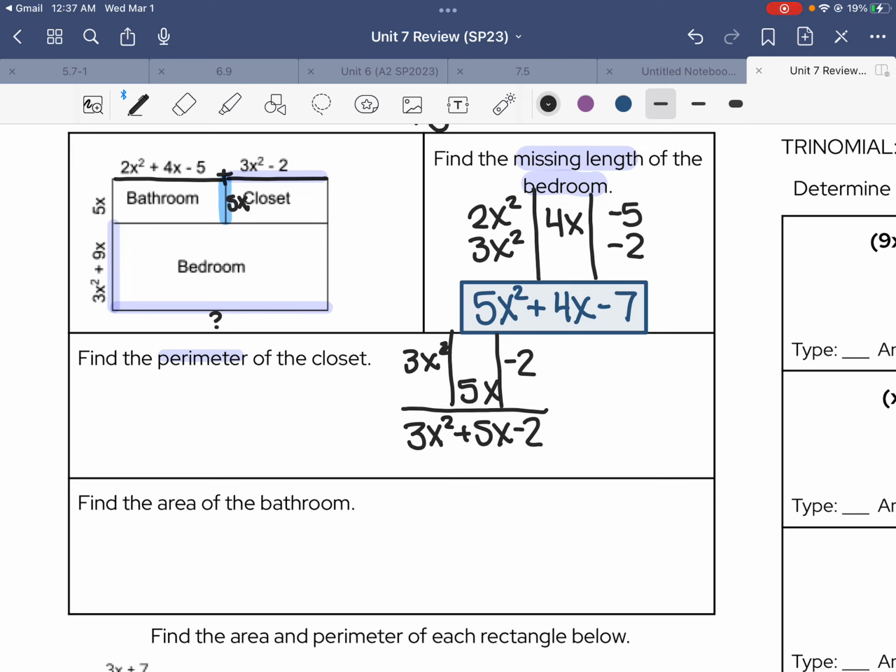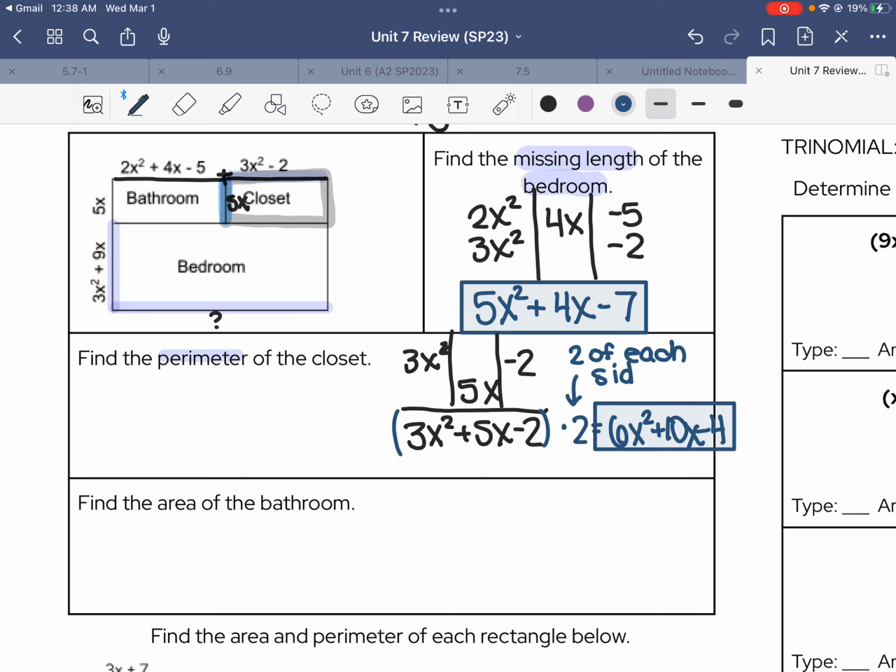But that's only two sides of the closet. I actually need to go all the way around the whole thing. So that means that I need 2 of every side. So instead of adding this again, what I'm going to do is multiply by 2. So you're just basically doubling everything. Okay, and I'm going to make a note that we're doing that because there's 2 of each side. And with perimeter, you need all 4 sides.